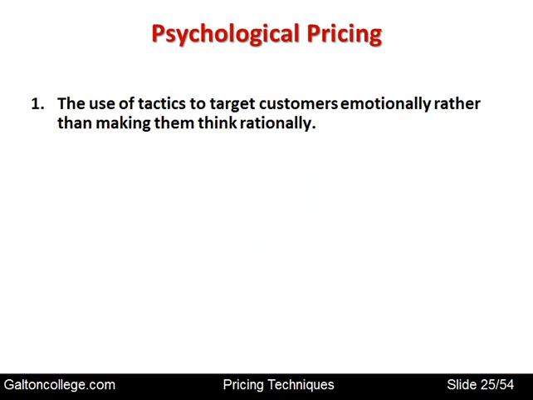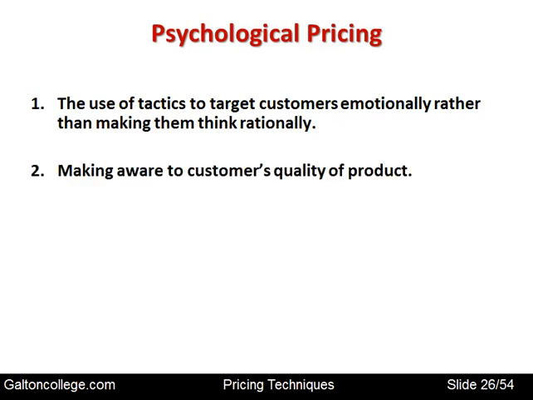Psychological pricing. The use of tactics to target customers emotionally rather than making them think rationally. So it's trying to get the customers to think emotionally, to act emotionally rather than rationally. Making customers aware of the quality of the product. It's trying to emphasize the quality of the product rather than the price. So it's skipping out the price. It's trying to play down the role of price and saying that this product is highly desirable. It's a high quality product. This product is desirable because it is highly fashionable. It's something that's in high demand, and celebrities want this product, so therefore you want this product.